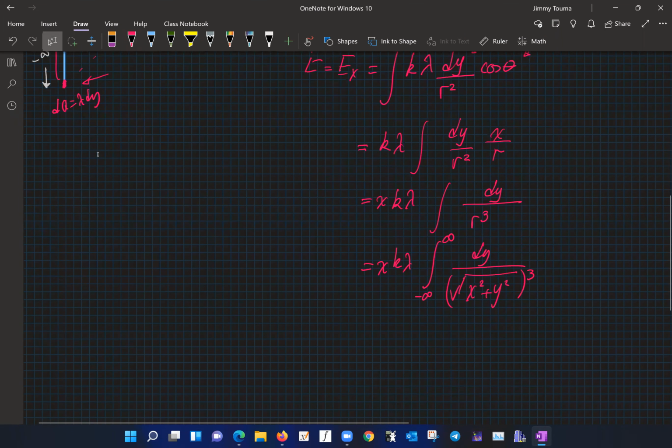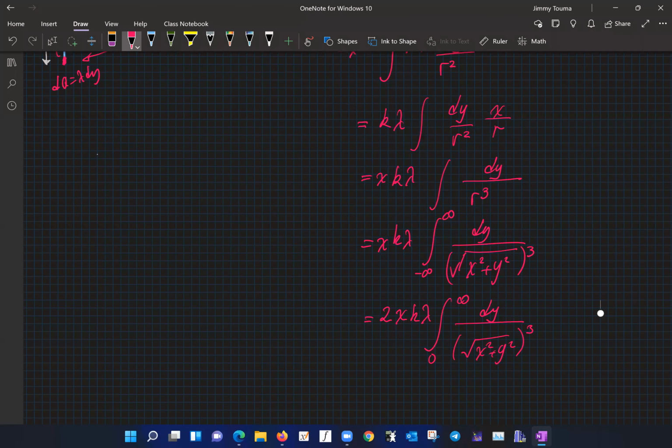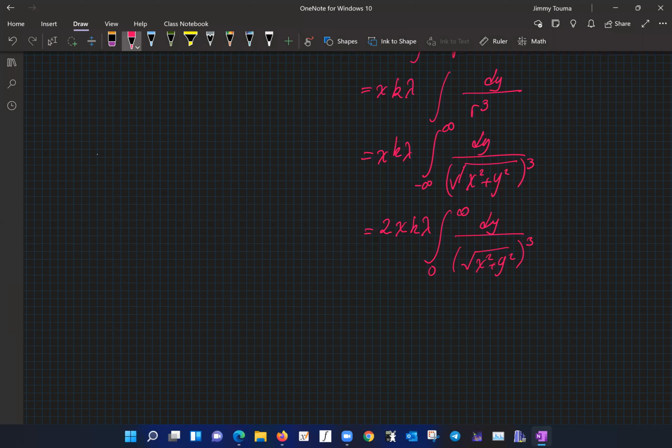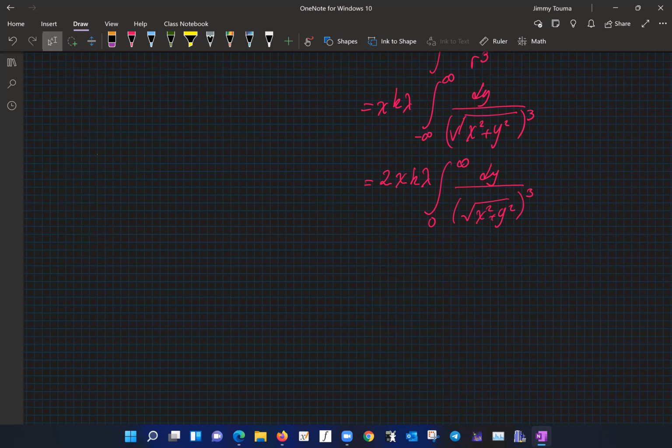So we look at this integral, it's in y, and it's an even function. So we go from 0 to infinity and multiply by 2, of dy over the square root of x squared plus y squared, cubed. So here now we use some calculus. We can easily go to maybe Wolfram Alpha and plug in just this integral, and it will give you an answer. Or we could do some u substitution. Okay, sorry, this is x squared plus y squared.